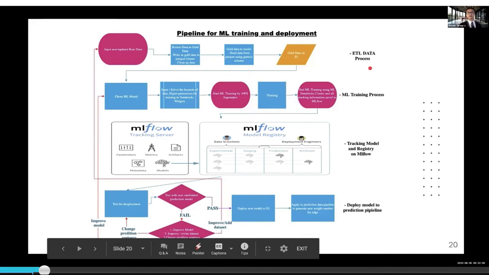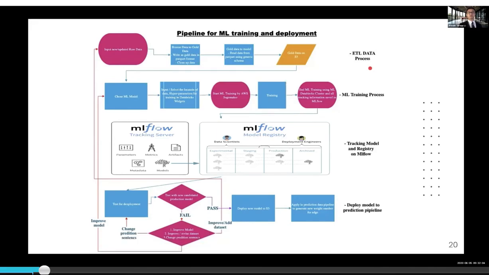First layer is the ETL data process. We get raw data and then massage it to make some gold data. And second level is the machine learning training process. In this layer we use multiple training runs and experiments to make a good accuracy rate. Third layer is tracking the model.